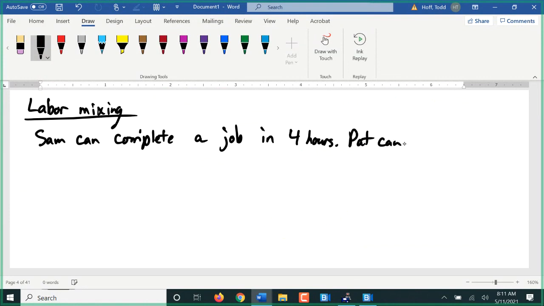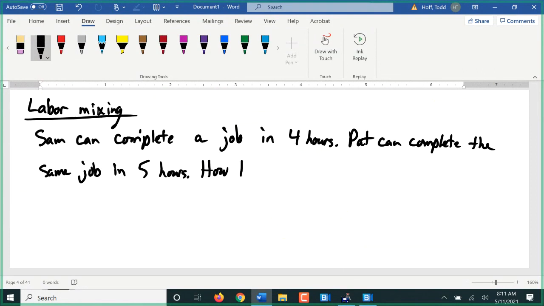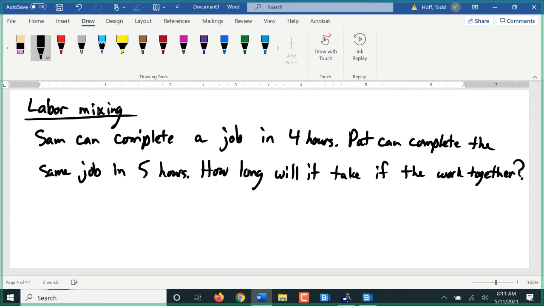Pat can complete the same job in 5 hours. So the question is, how long will it take if they work together? Assuming that no efficiency is lost with two people working together, that they can both continue to produce parts at the same rate as they work together.